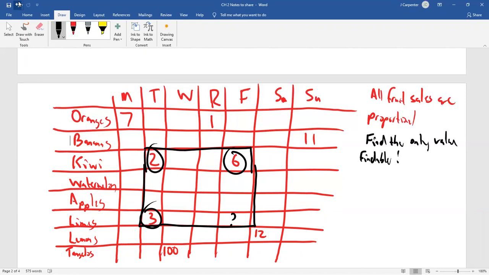Again, I don't need any of the numbers in these 2 rows. I don't need any of the numbers in these 2 columns. I just need the corners. I need 3 of the 4 corners. That's the whole idea behind a ratio table, a proportion table.